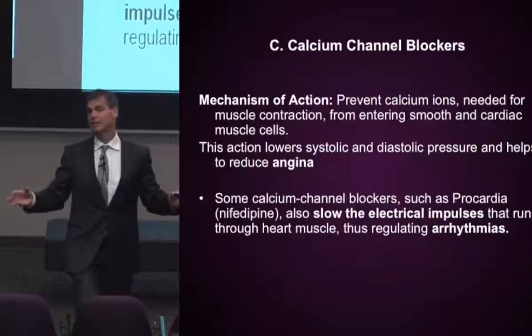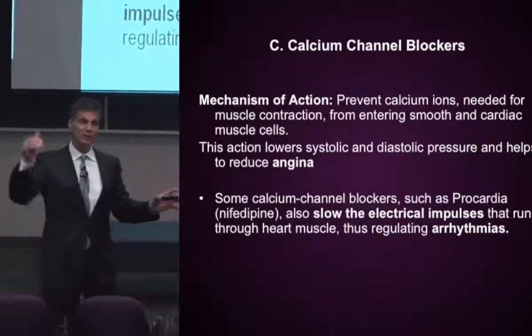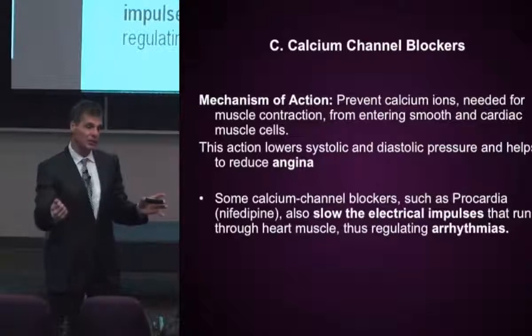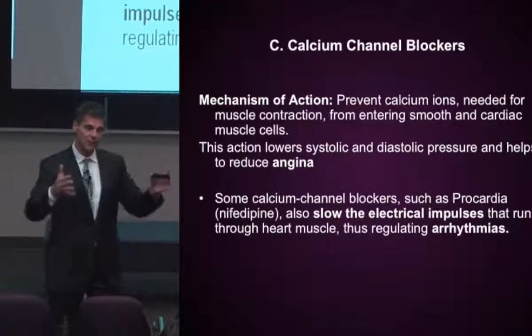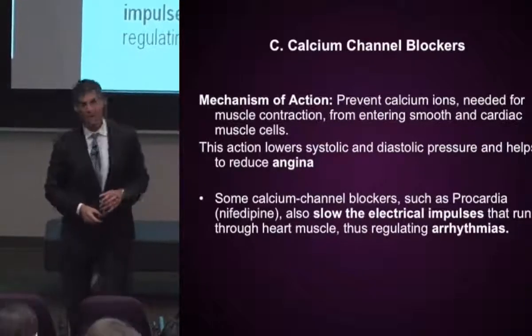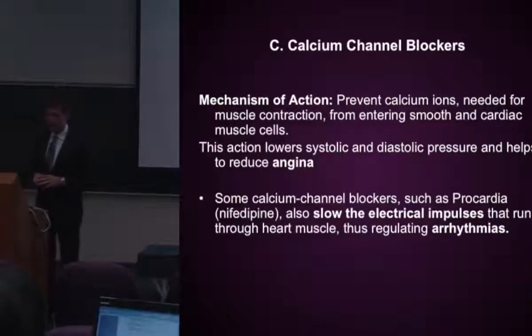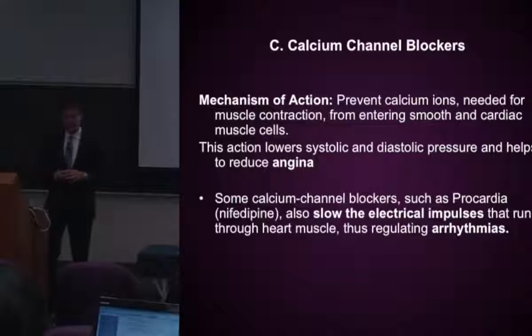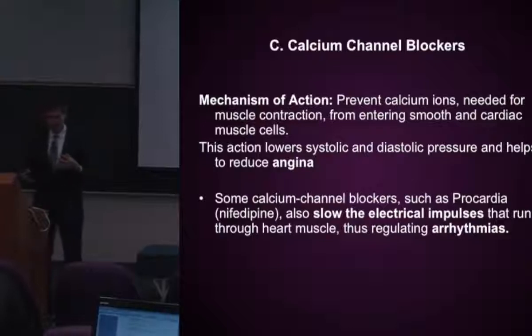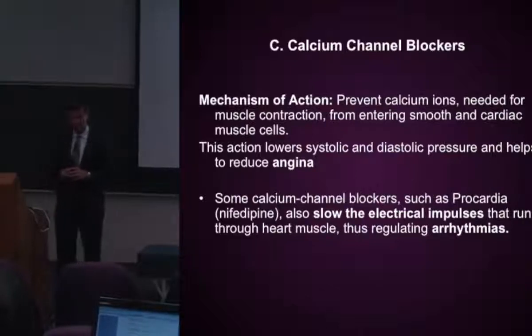And just as a prelude into it, if I can block calcium from entering the muscle cell, then I can decrease the force of contraction, can I not? So it's going to be pretty obvious how calcium channel blockers work. And so their mechanism of action is pretty straightforward. It prevents calcium ions needed for muscle contraction from entering smooth and cardiac muscle cells. So the action now is going to lower both systolic and diastolic pressure and also help to reduce angina.